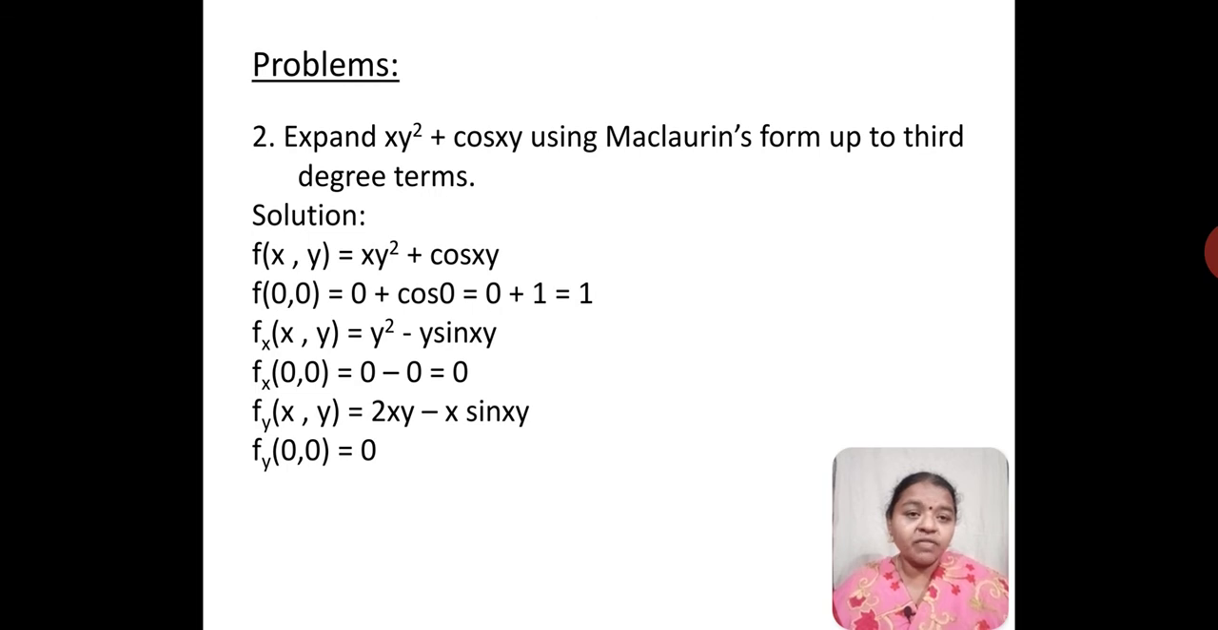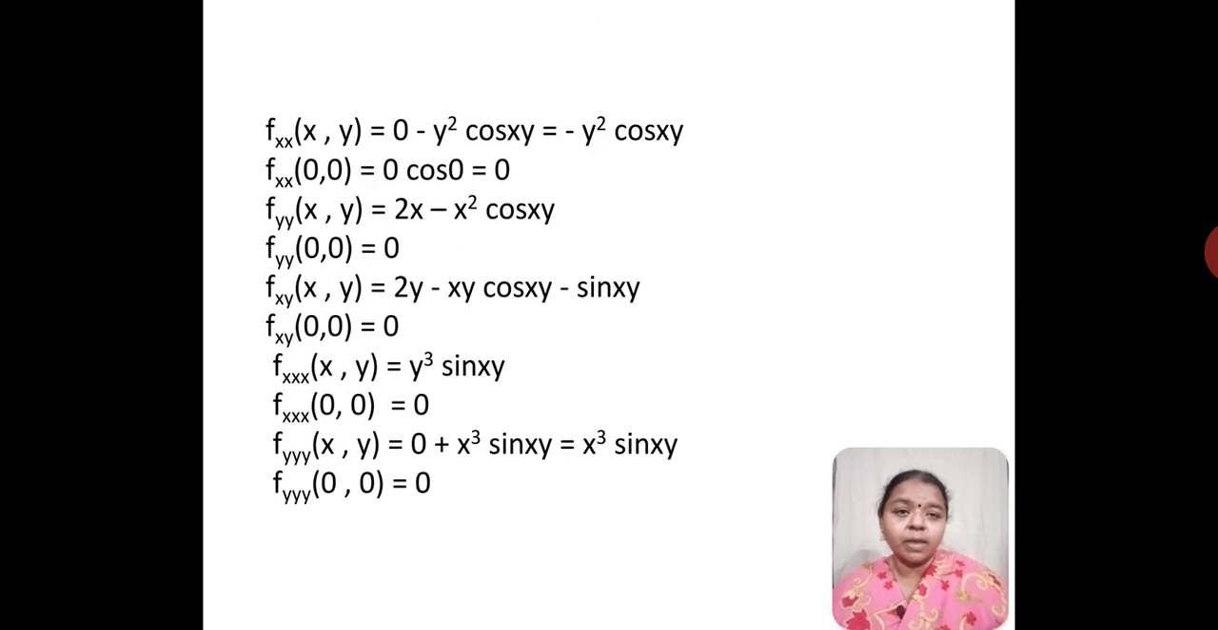minus, you have x into sin xy, so this becomes a product rule. Let me see what happens to the product rule here. So you can see minus x into sin xy differentiation is cos xy into y, minus sin xy remains as it is, differential of x is 1, that is the reason you get minus sin xy. So fxy of 0 comma 0 is again 0.